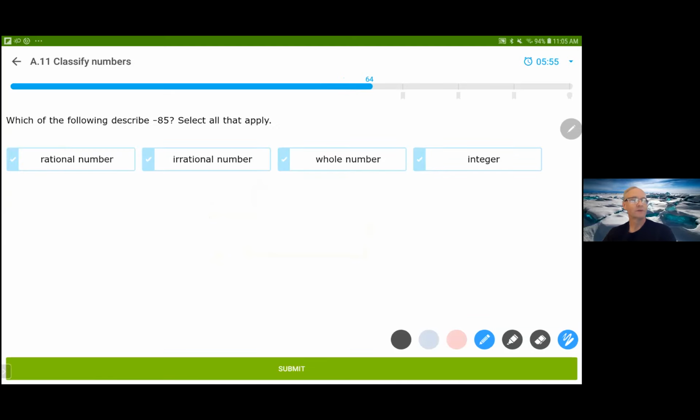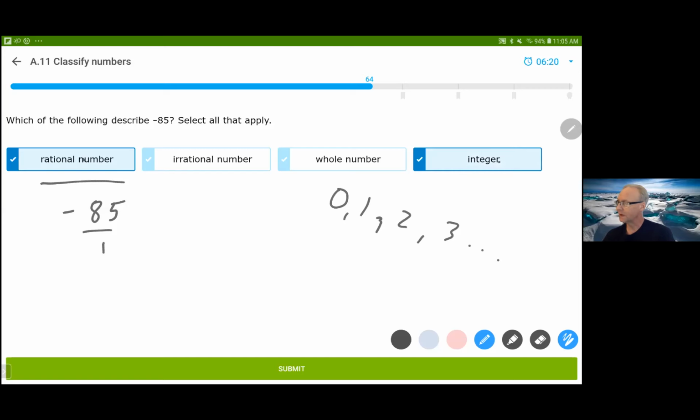Which of the following describes negative 85? Well, let's prove that it's a rational number. Negative 85 over 1. There, it's a ratio, so it's a rational number. It's not a whole number, because whole numbers, remember, start with 0, 1, 2, 3, and so on. It is an integer, though, because it is the opposite of a whole number.